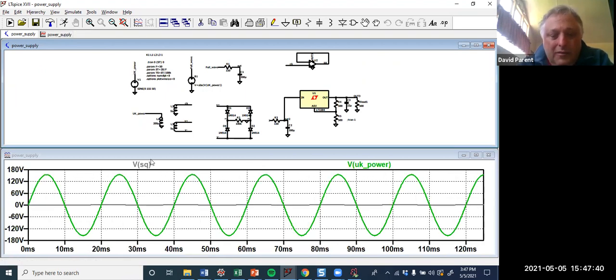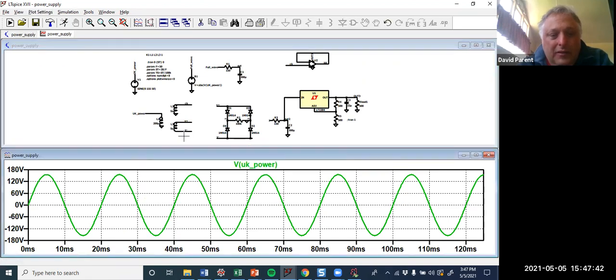Now, this is the United Kingdom power, so we're at 50 hertz, right? I take whatever the RMS is and multiply it by the square root of 2, and that's giving me my amplitude. So this is the wall coming out of the power, and I want to run a clock off of that. All right.